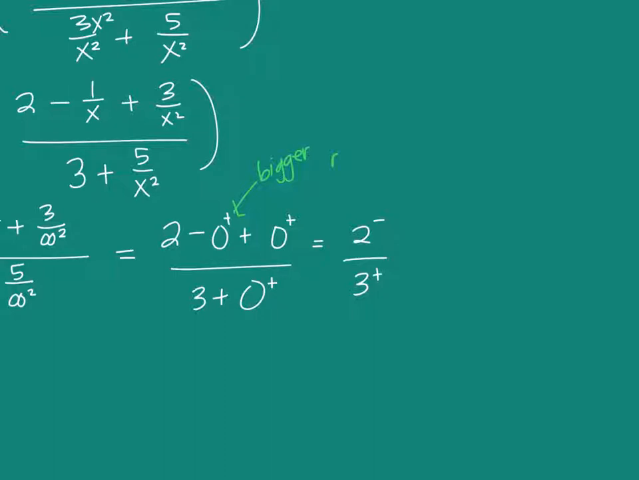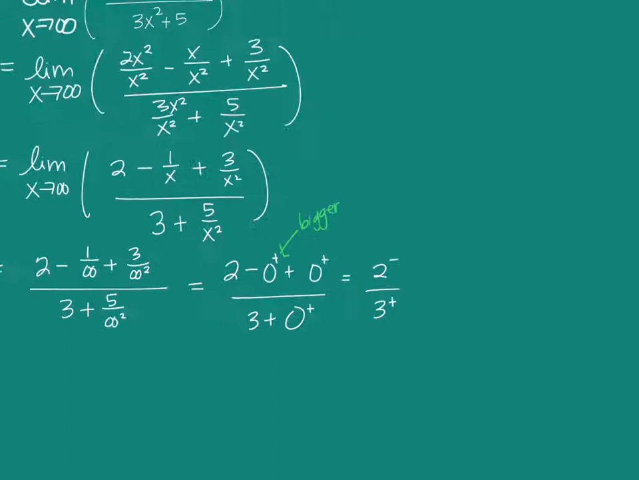Okay? Is 2 minus a positive number? Yeah. It doesn't mean it's negative. What does it mean? It's smaller than 2. It doesn't mean it's negative. It means it's smaller than 2. All right? And then 3 plus is a little bit bigger than 3, but that's still an overall positive number. Okay? Still an overall positive number.